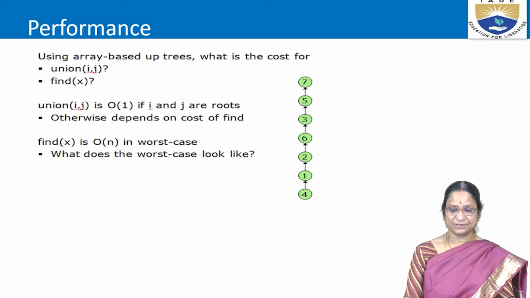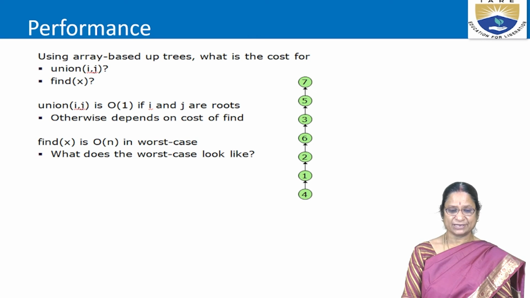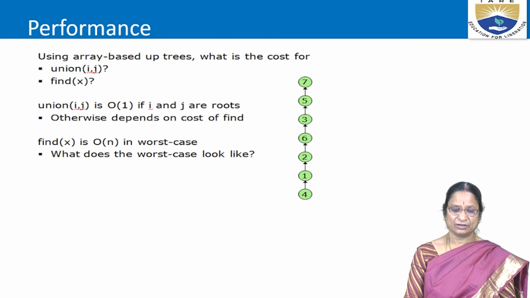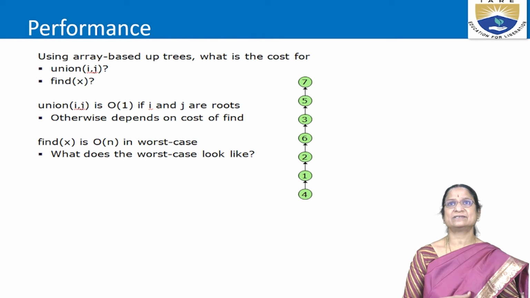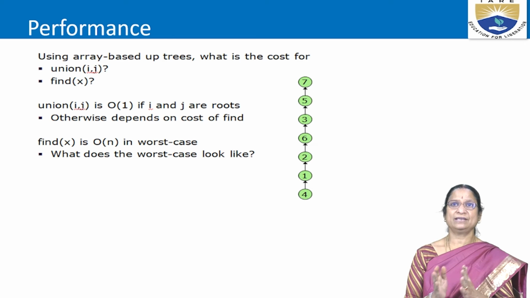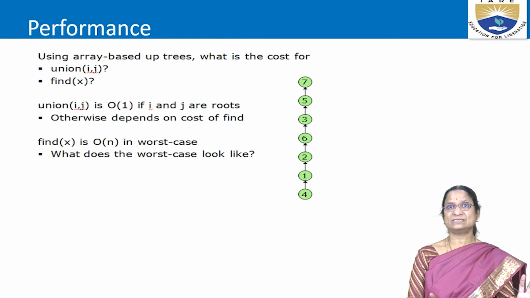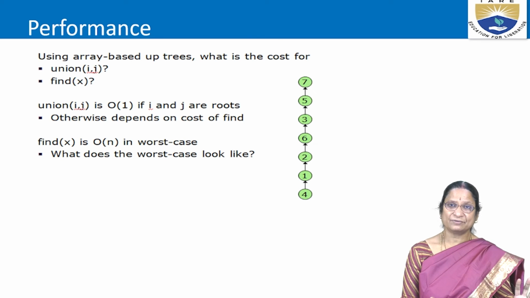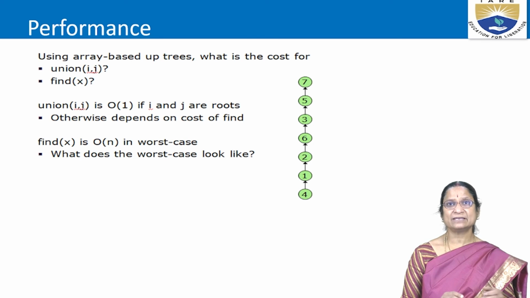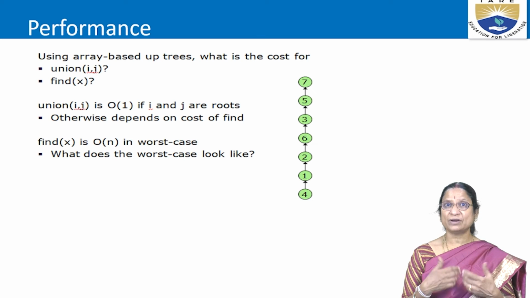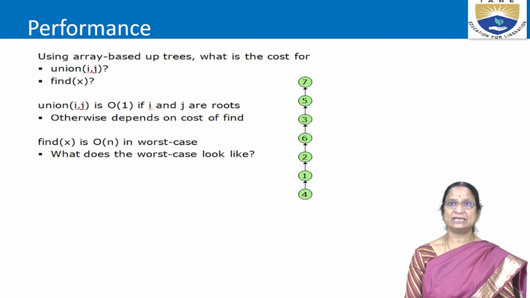Using array-based uptrees, consider the cost of union of i, j and find of x. The cost of union of i, j is a constant 1. Why? Because one tree is added as a subtree, and only one pointer is going to be updated, if i and j are roots. If both i and j are roots, its cost is only 1. Otherwise, it depends upon the find. Why? Because if i and j are not roots, we have to find out the roots of the respective nodes, no? So, the find algorithm must be used, and it depends upon the cost of the find.